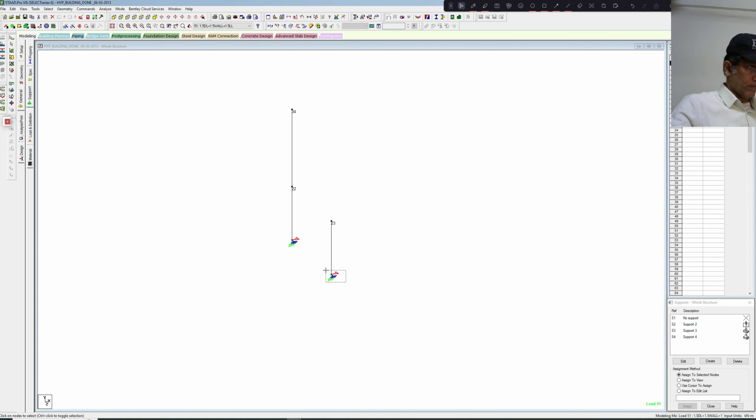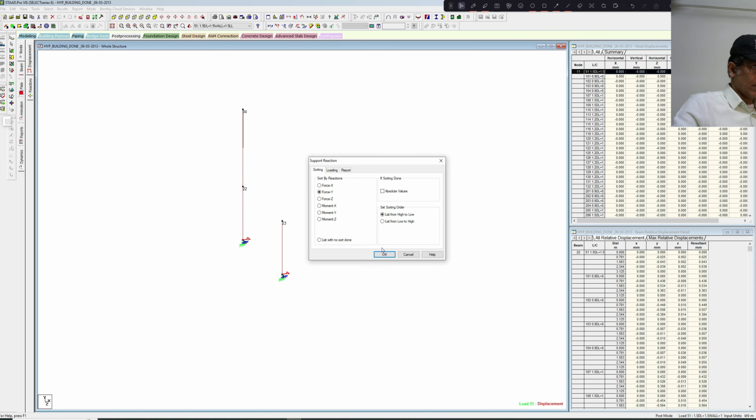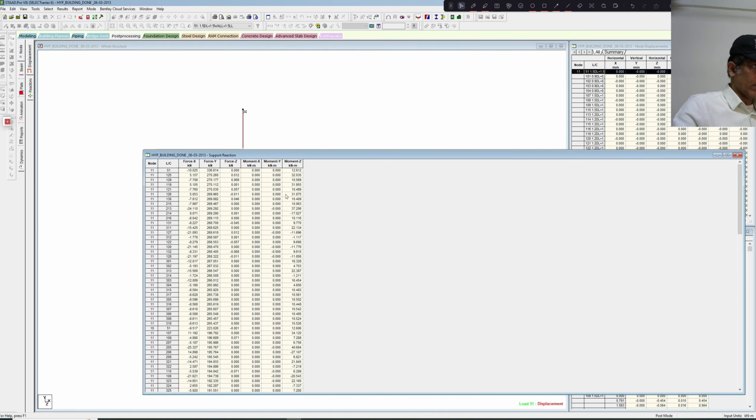Take the support tool, report support reaction. First, let us take maximum oil loading from 51 to 328. Okay, so 336 is the maximum load.